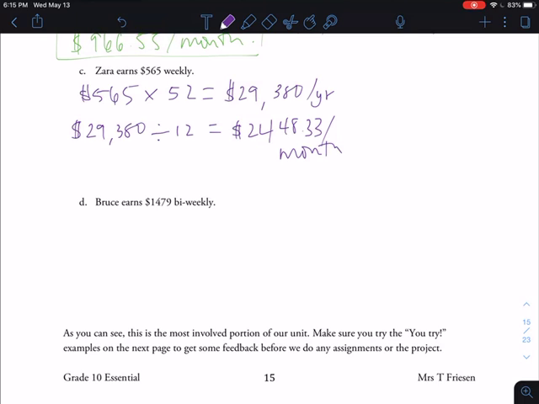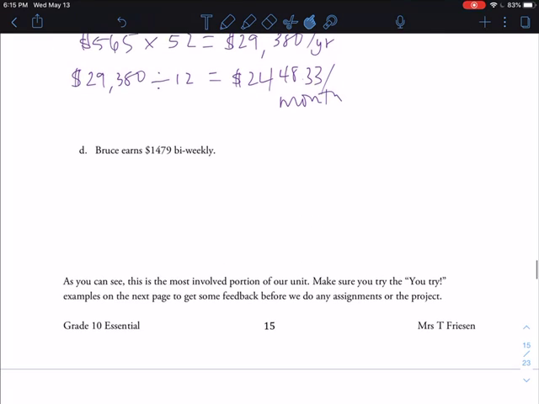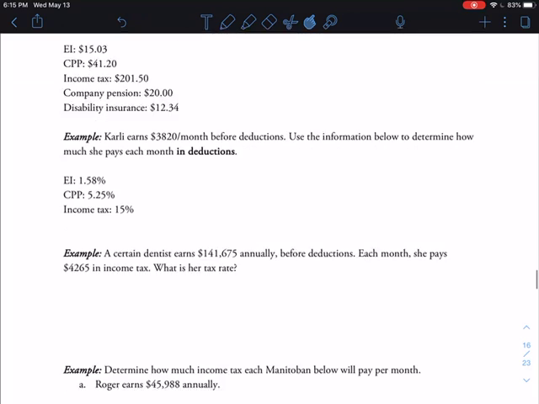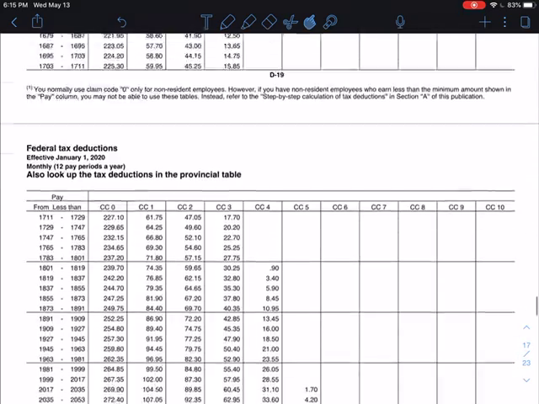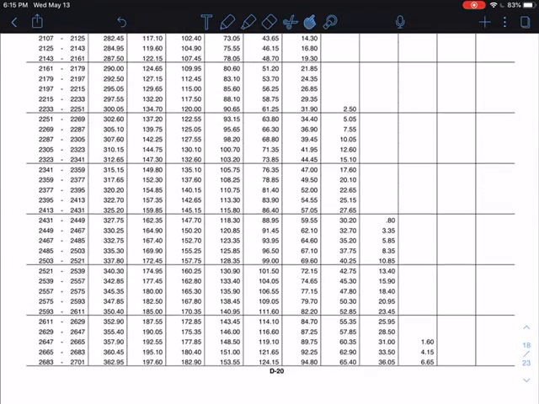Okay, there we go. So we have the annual salary, and then using the annual salary, we found the monthly salary. So that's our number this time, 2,448. I'm scrolling down, and this time 2,448 is going to be right. Oh, I just saw it. Oh, there it is, right here. So we're going to have 327.75.